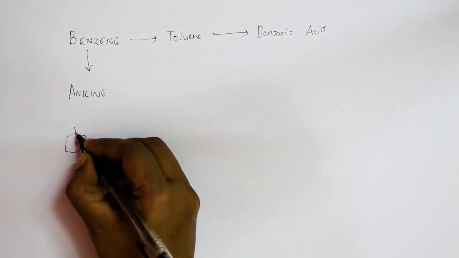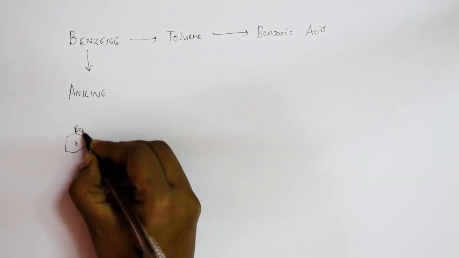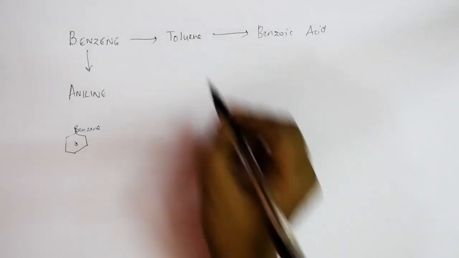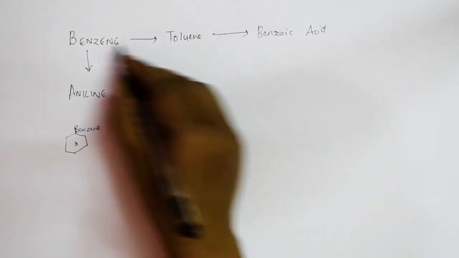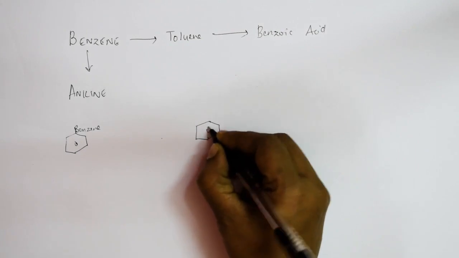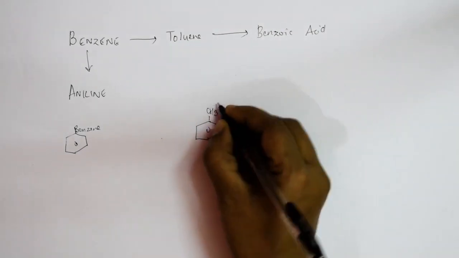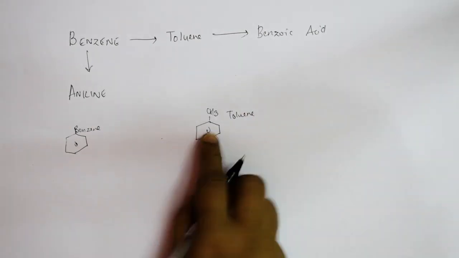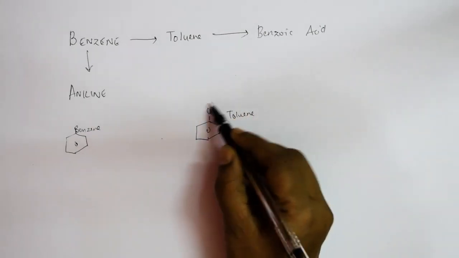Now what do they ask me? This is your benzene structure. They ask me to convert this into toluene, so write the toluene structure. I'm going with the first equation. Now this is your CH3, toluene. Done. Now from here to here, what is extra? The methyl group is extra.